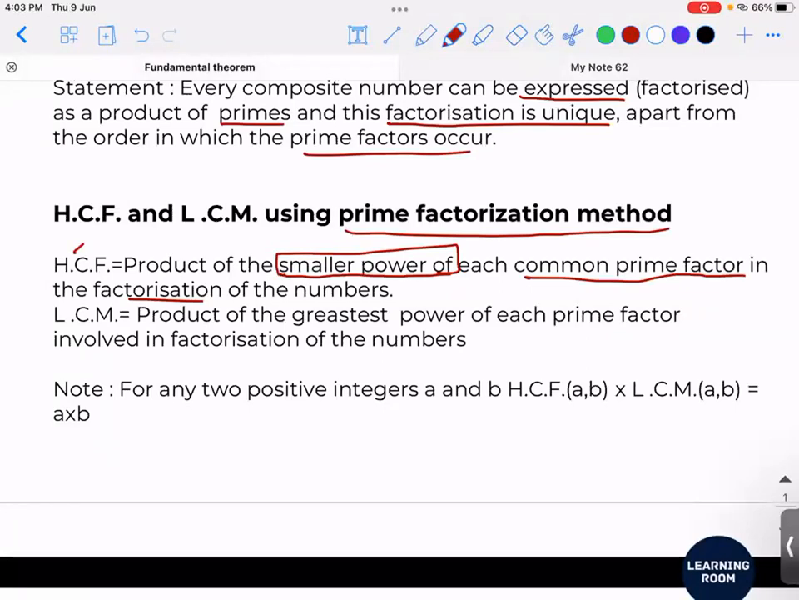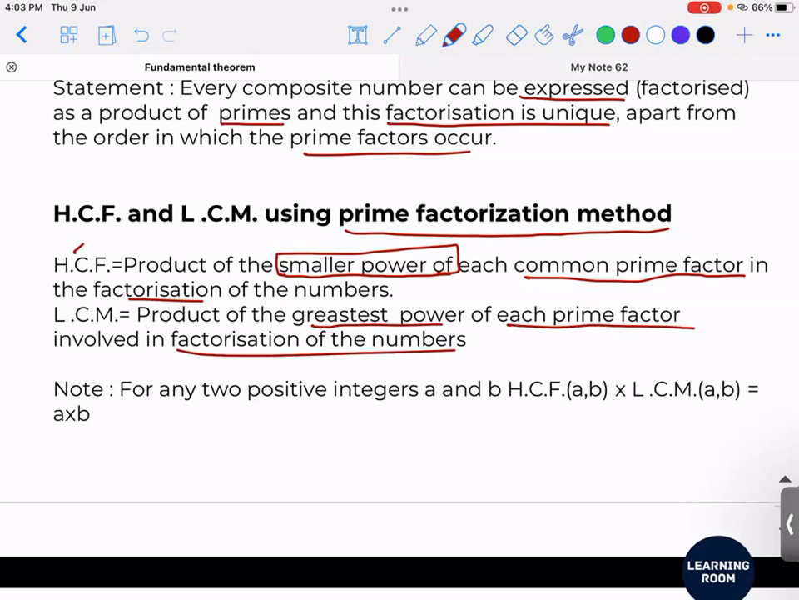Now the next question is how you find the LCM, the least common multiple, of both. So here also you take the product of whom? So the product of the greatest power of whom? Yes. So here, one minute, show your notes. So here also, the product of the greatest power of each prime factor involved in the factorization of the numbers. Right? Are you able to understand this?